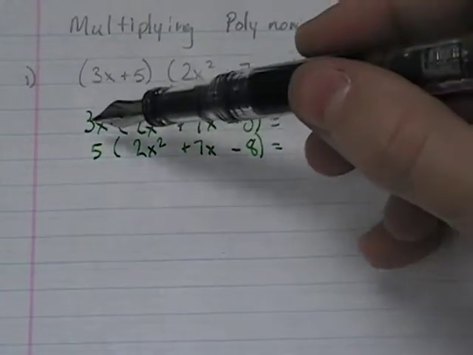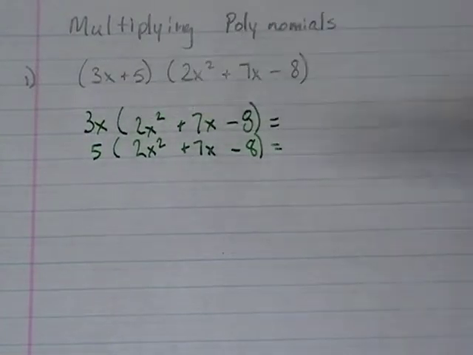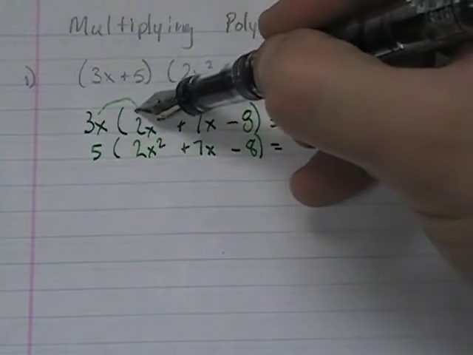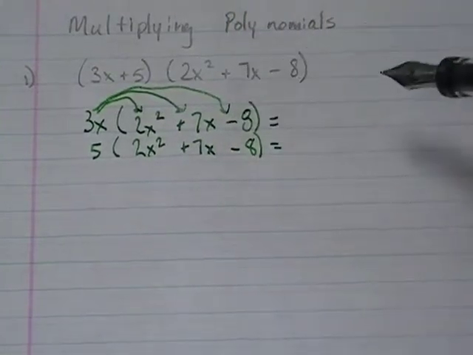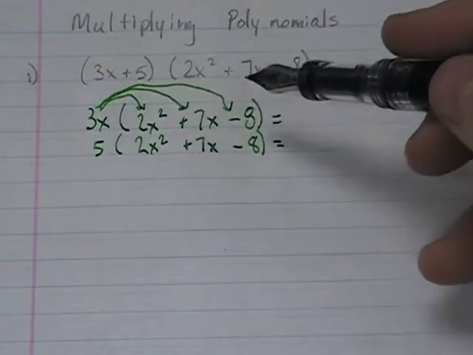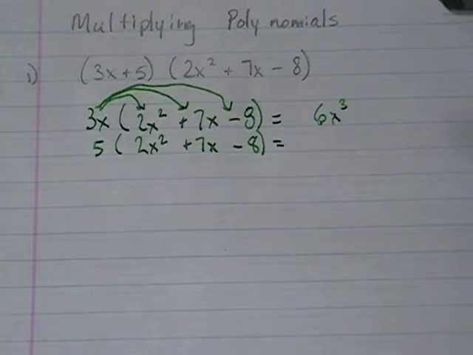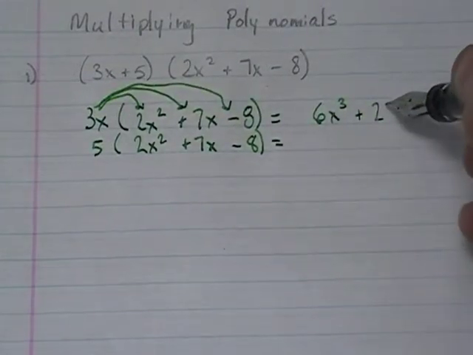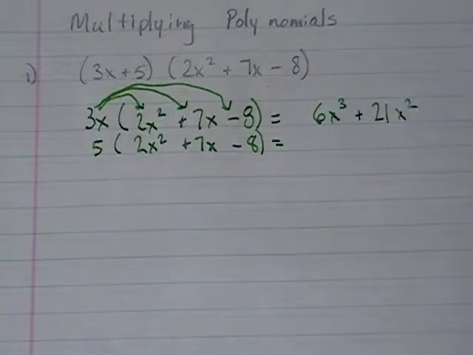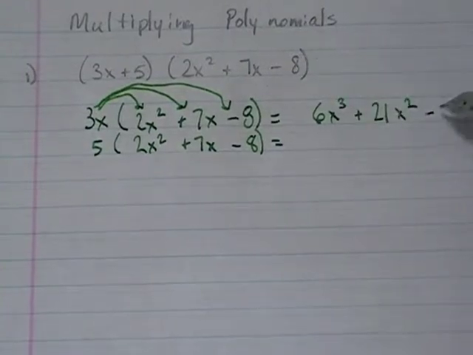And what we're going to do is distribute this 3x. We're going to distribute this to every term in this polynomial. So I'm going to draw arrows here. Distribute, distribute, and distribute. So 3x times 2x squared gives me 6x cubed. Okay? 3x times 7x gives me 21x squared. And then 3 times negative 8 gives me negative 24x.